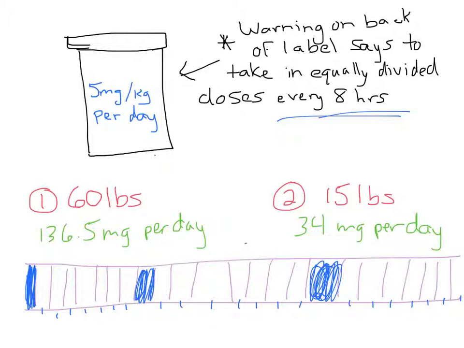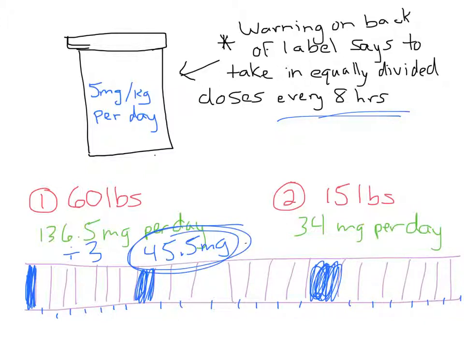So again, what the warning is telling us is, don't take this 136.5 milligrams all at one time. It's telling us to take it 3 times in a day. So we need to divide it up evenly. So not all the 136.5. Instead, I'm going to divide it by 3, because if I take 136.5 divided by 3, then I get 45.5, and that's what this patient is going to take every 8 hours.